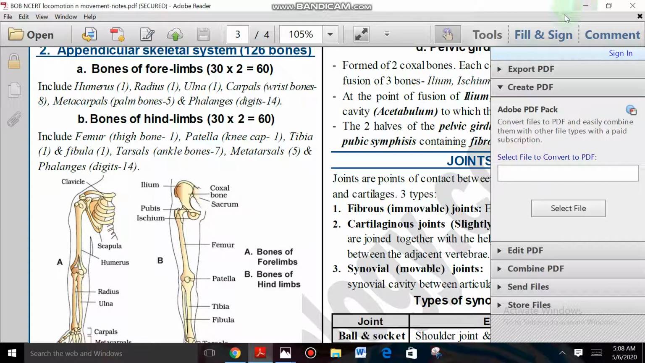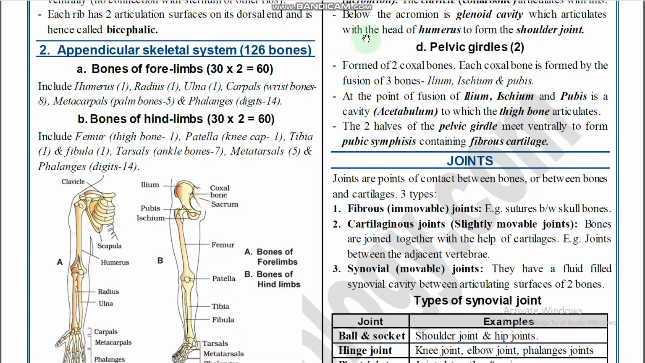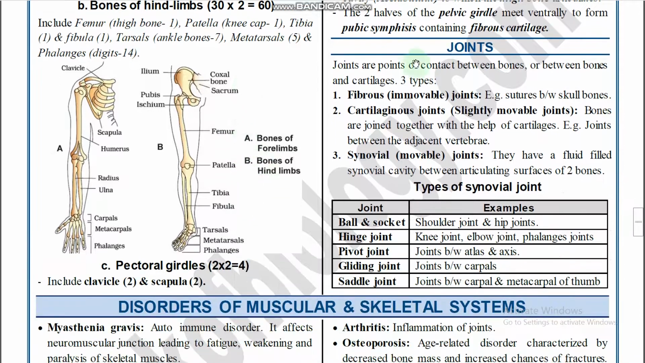Here the two halves of the pelvic girdle meet ventrally to form a pubic symphysis. Two coxal bones are attached and the pubic symphysis is formed, containing what cartilage? Fibrous cartilage, right? Okay. And the next one is regarding joints.